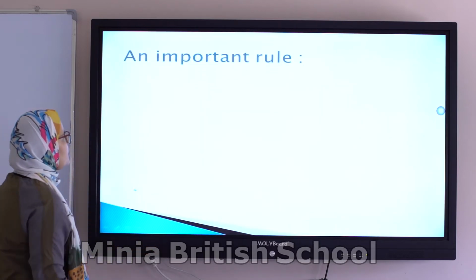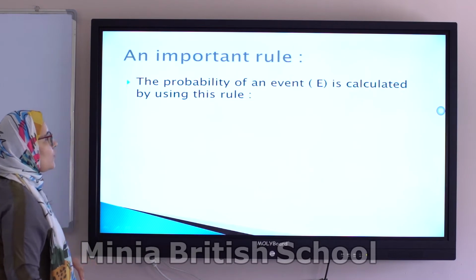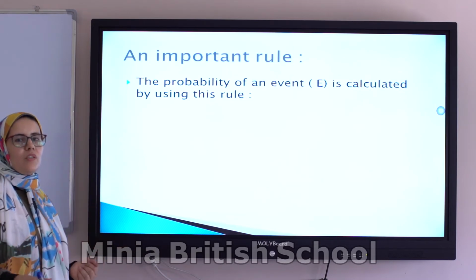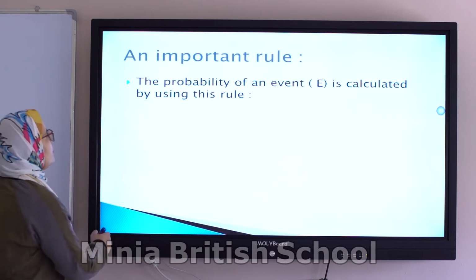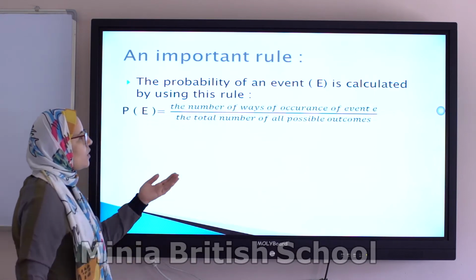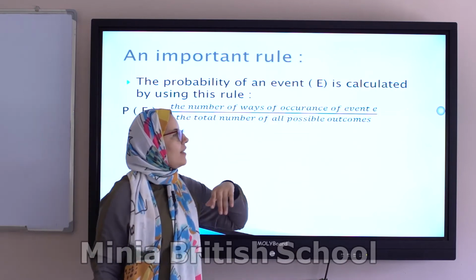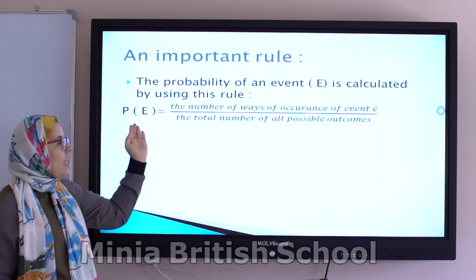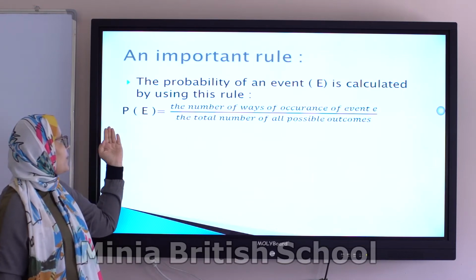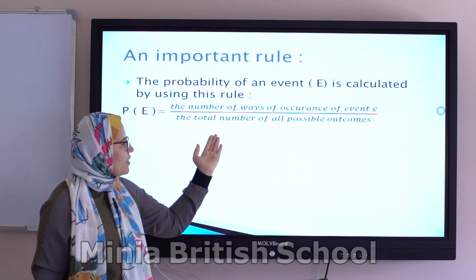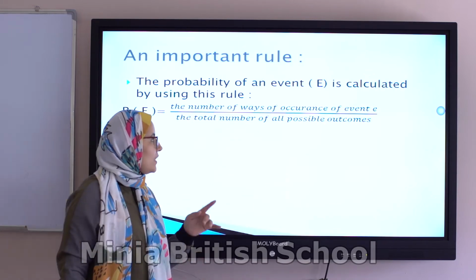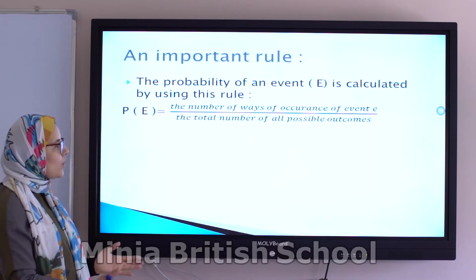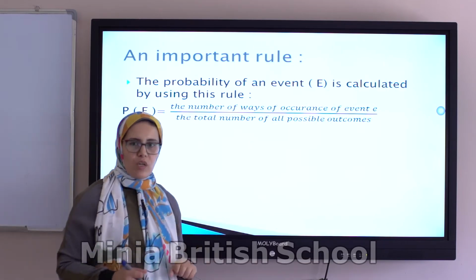Now we have an important rule. This rule will let me know the probability of any possible event. The probability of an event called E we can calculate by this rule. The P here is for probability and E for event. So the probability of any event equals the number of ways of occurrence of this event E over the total number of all possible outcomes.